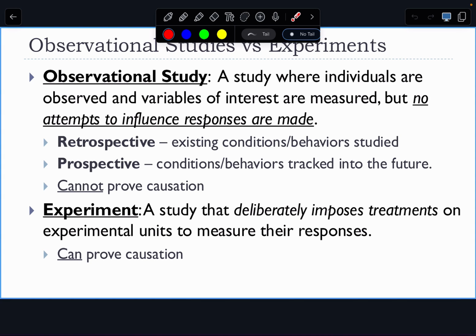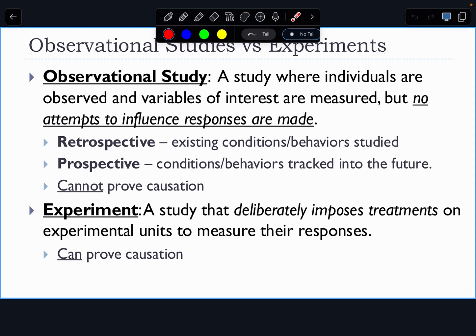Now, when we look at observational studies, a lot of times we're interested in relationships between variables. So with these observational studies, a lot of times that's our main goal. It's not just about measuring a single value, it's looking at how these things may relate.